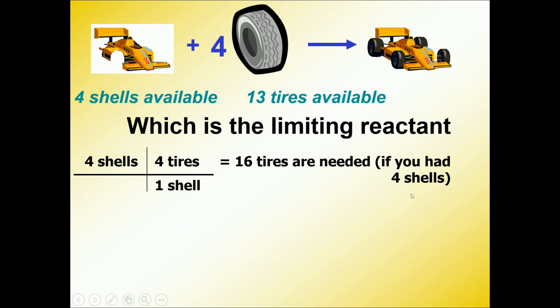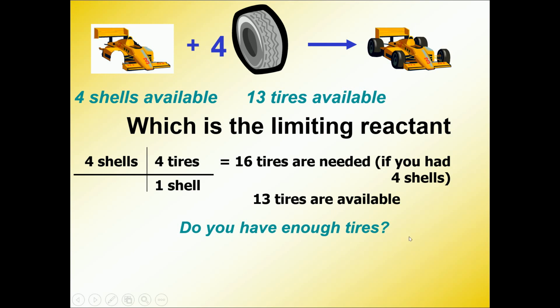Now, I actually told you that there are 13 tires available, so if you have 16 tires needed but 13 are available, do you have enough tires? No, you don't. And what that means is tires is going to be the limiting reactant. Tires is the limiting reactant. Therefore, shells are in excess.